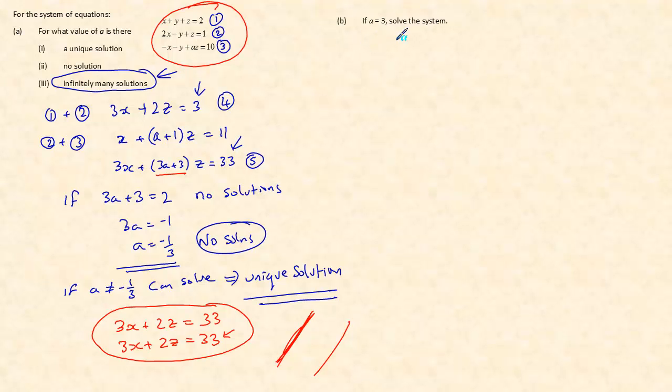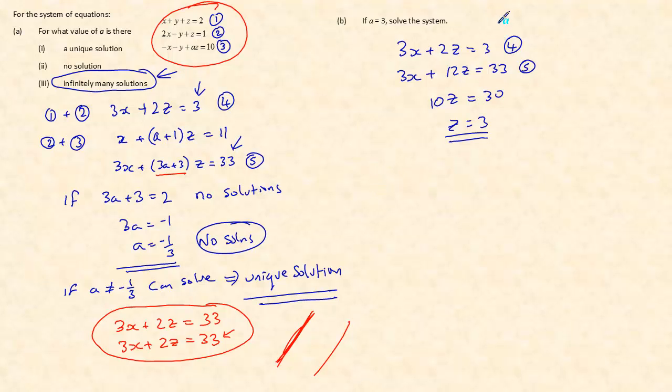Now we want to solve in the situation where a is 3. So 3x plus 2z is equal to 3 was number 4. And if a is equal to 3, that would give us 3x plus 12z equals 33 was number 5. And if we subtract, that gives us 10z equals 30, so z equals 3. So come back to here, and we get 3x plus 6 equals 3, so 3x equals negative 3, so x is negative 1. And then go back to the original equations.